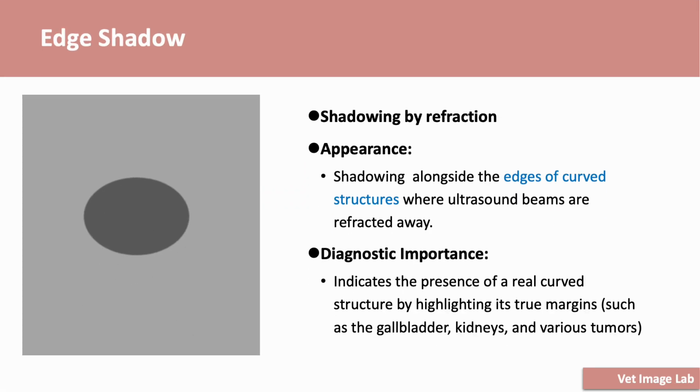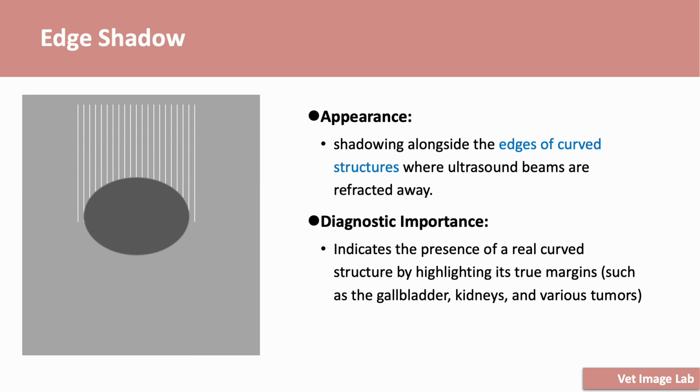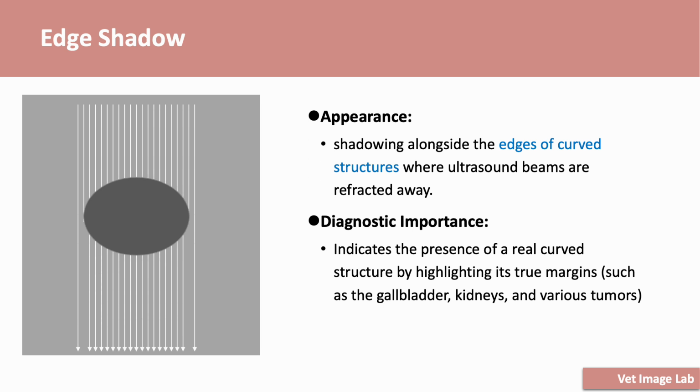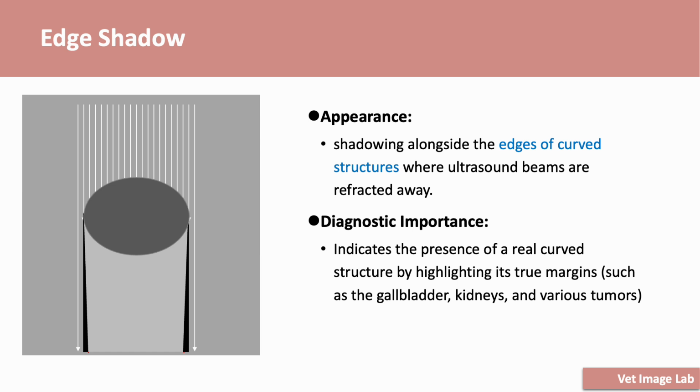Moving on to our next ultrasound artifact, the edge shadow, also known as shadowing by refraction. As shown in the diagram on the left, when ultrasound scans a rounded structure, the beams that pass through the non-curved areas continue on their path without deviation, while the beams that pass through the curved edges of the object are refracted. This refraction at the edges causes a significant reduction in the intensity of the ultrasound waves, creating a shadow known as an edge shadow behind the curved edges.